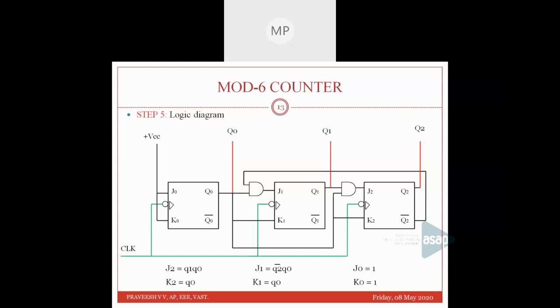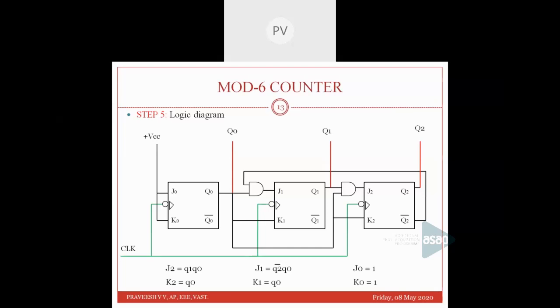Sir, first question. For a mode 6 synchronous counter, can we count a sequence like 0, 2, 4, 6, 8, 10? If yes, how many flip-flops should we need? Okay, we can. Here I have already told, we can have the counting sequence according to our wish.